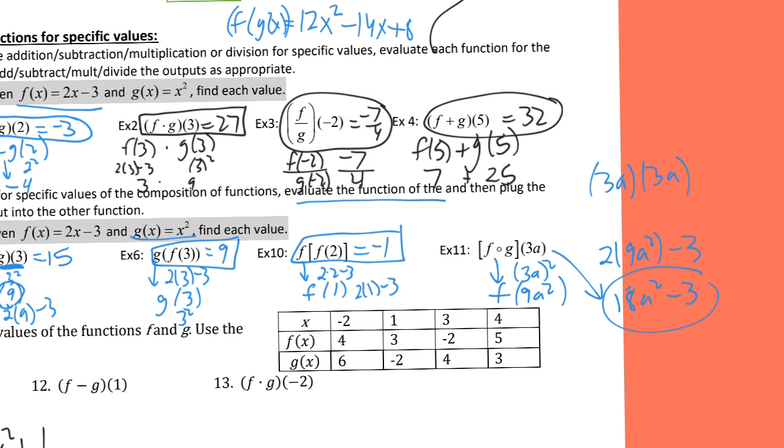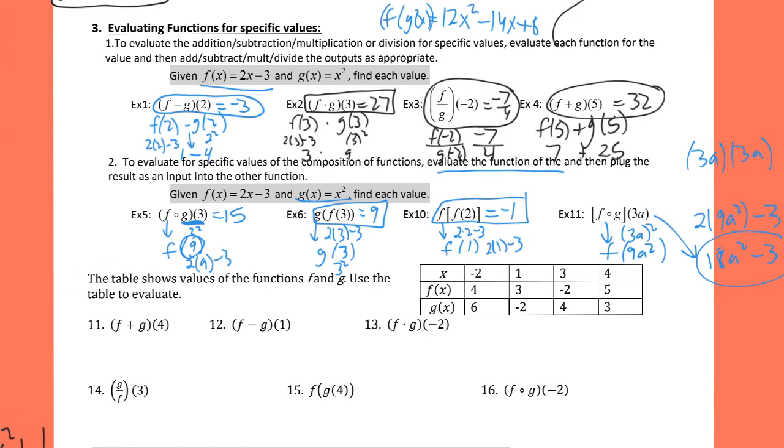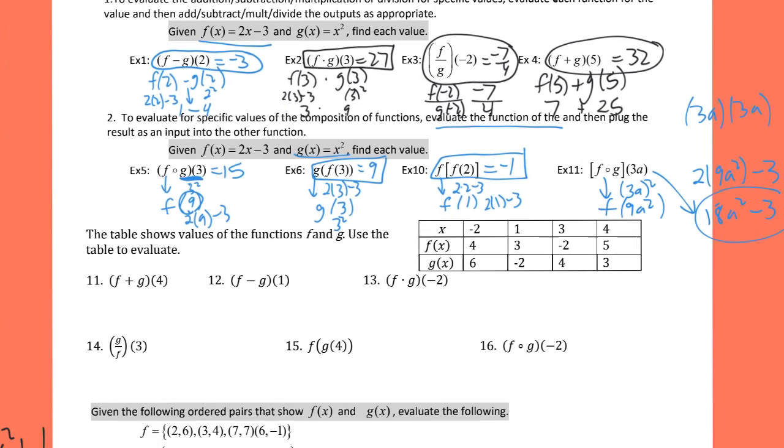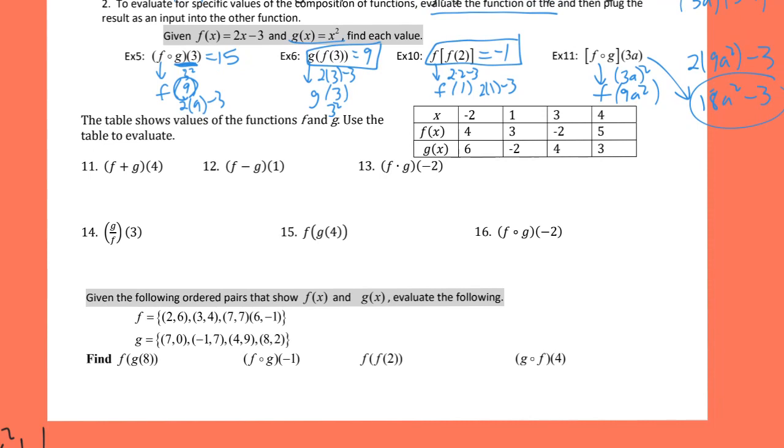So evaluating these, if it's add, subtract, multiply, divide, evaluate each item and then add them or subtract, multiply, divide. If it's f of g of x, you've got to evaluate the closest one to the number, take that result, plug it into the outer function, okay, as far as you need to go. The next ones seem harder, but they're actually easier. So that's kind of cute.